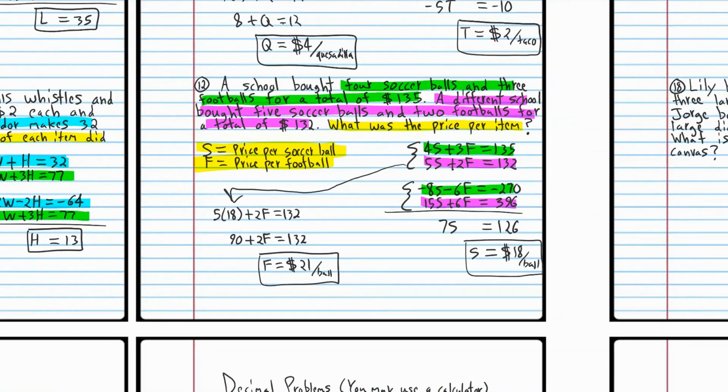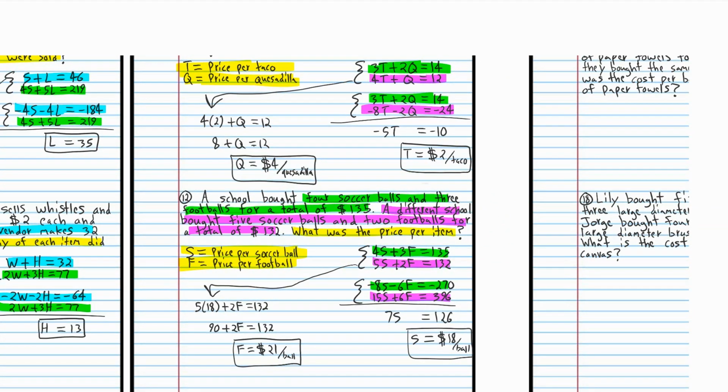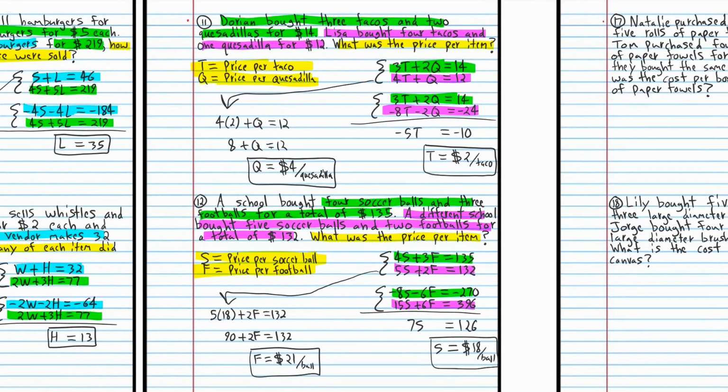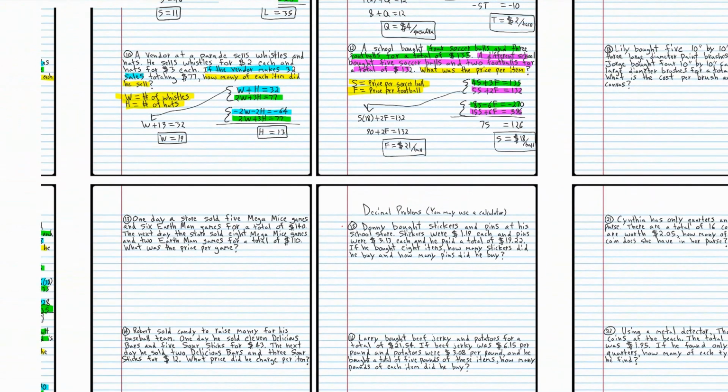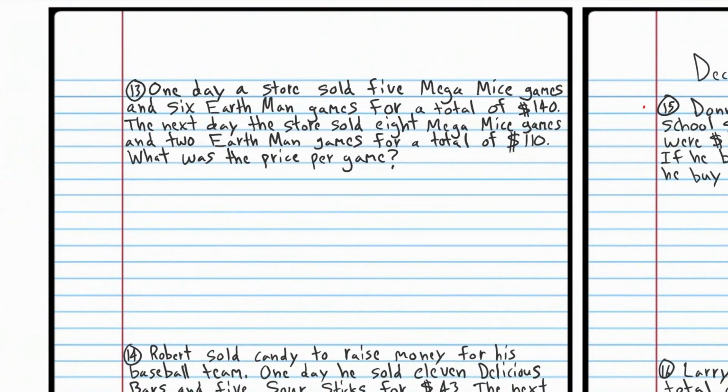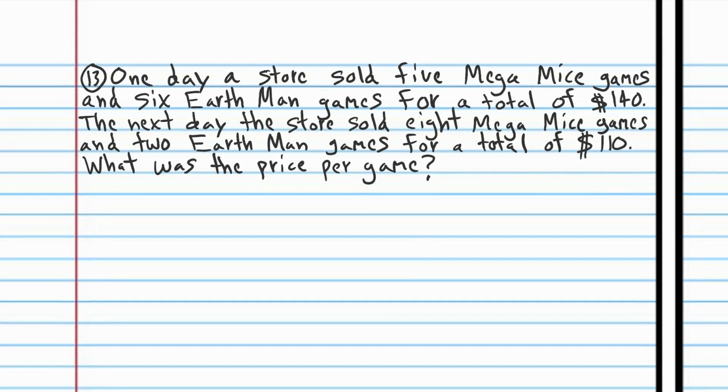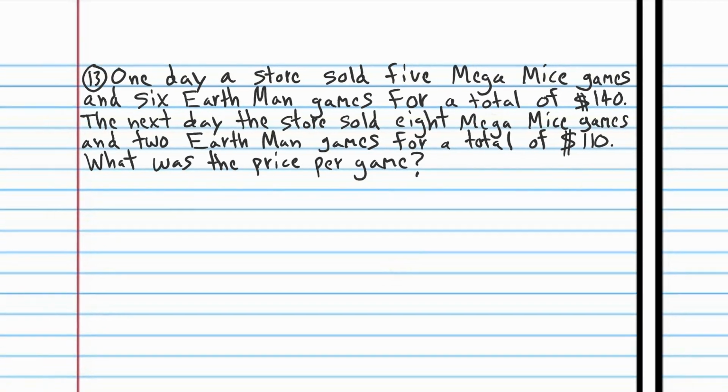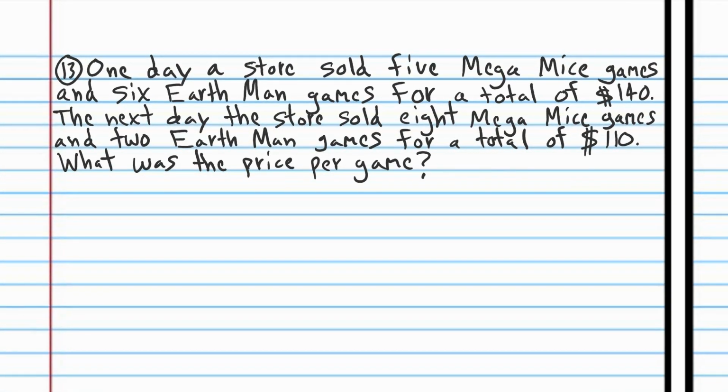So again, in these problems, we're looking for the price per item. So go ahead and take a screenshot of these problems so you can refer back to them. And now you're going to try some of those problems on your own. So go ahead and try 13. And when you come back, we'll do it together.